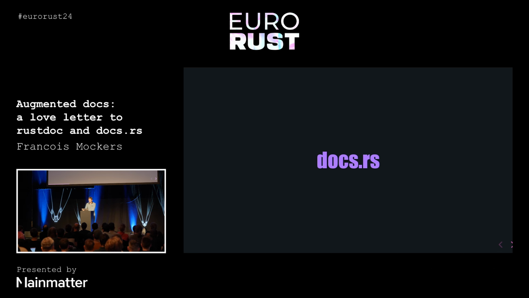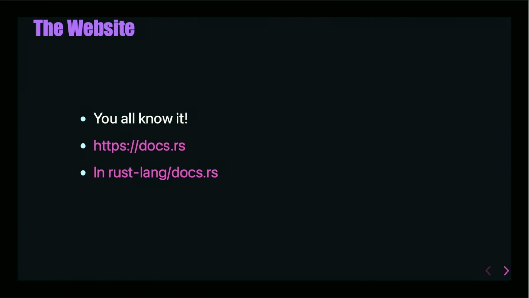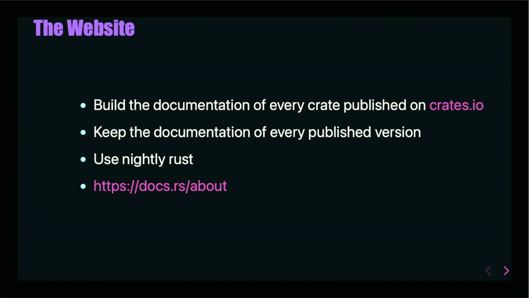The next one is docs.rs. Again, I hope everyone here knows it. The website is in the name, and it lives in its own repo in the rust-lang organization. The docs.rs team, thank you guys too. It's great what you're doing. So the website builds the documentation of every crate published on crates.io, and it keeps the documentation of every published version. That is a lot of documentation to store.